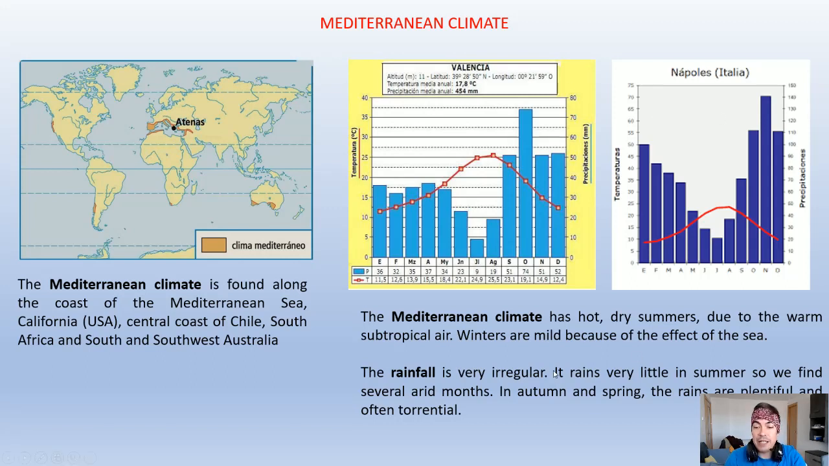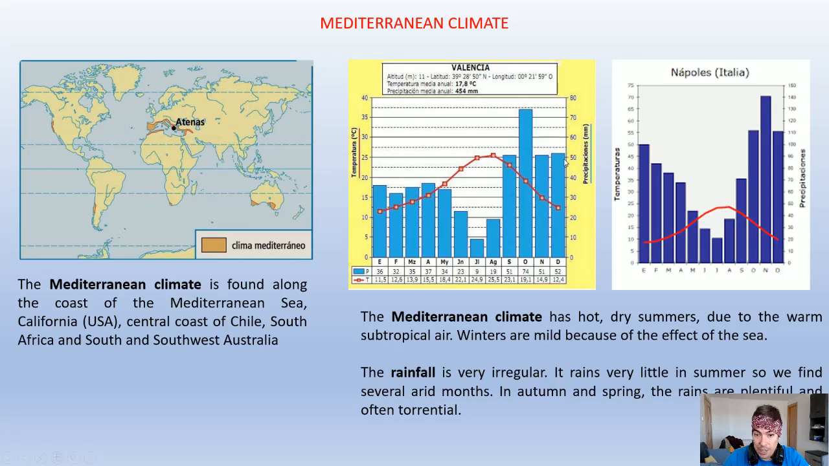This Mediterranean climate has hot and dry summers due to the warm subtropical air that affects those regions. And the winters are mild because of the effect of the sea. You know, that softens the temperatures. As you can see here, the summers are very hot. Look at the temperatures, they go really high, and they are dry. They have very few precipitations. The rainfall is very irregular.